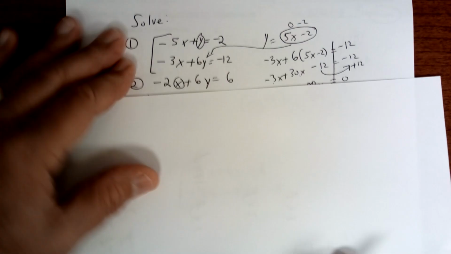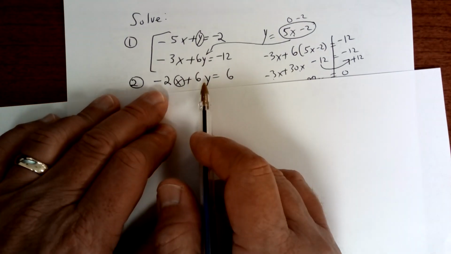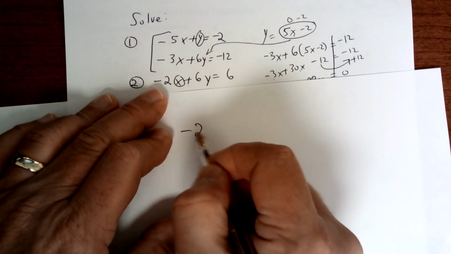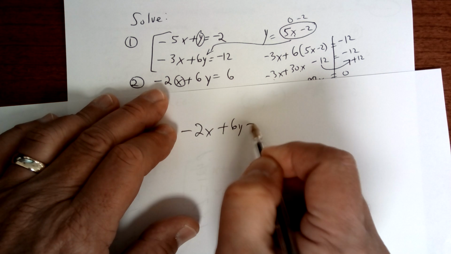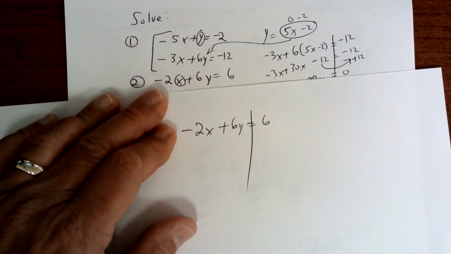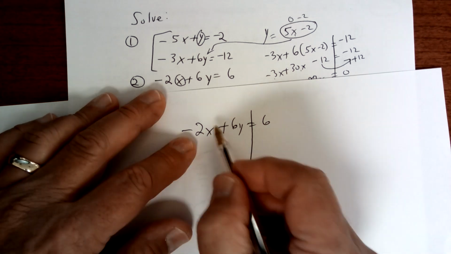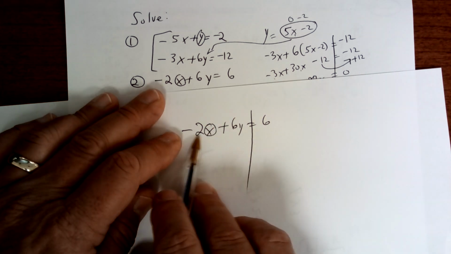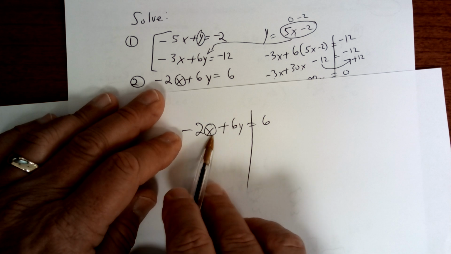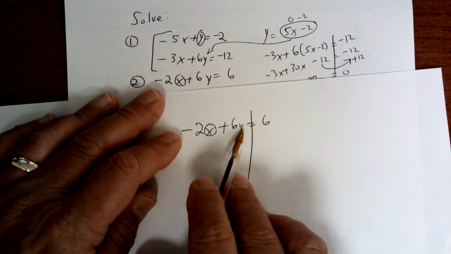Now what I want you to do is solve this equation for x. So put negative 2x plus 6y equals 6. Copy that down. Now I want you to get x by itself, and the reason why is because when you divide by 2, it's going to reduce out. So that's your best choice. If you solve for y, you're going to have a fraction.